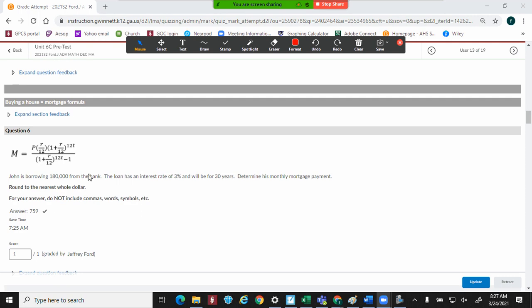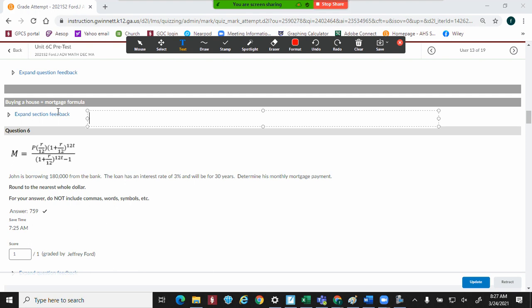Okay, so John is borrowing 180,000 from the bank. The loan has an interest rate of 3%, which determines the monthly mortgage payment. All right, so here's the monthly mortgage payment formula. Now, a lot of these questions are going to be dealing with this formula, so I'm going to use this formula in its entirety for this question, and then I'm going to fast forward in other questions dealing with it, and I'll talk about it when we get to it.